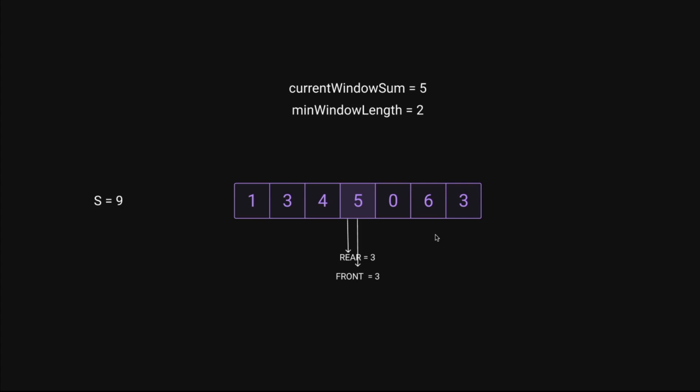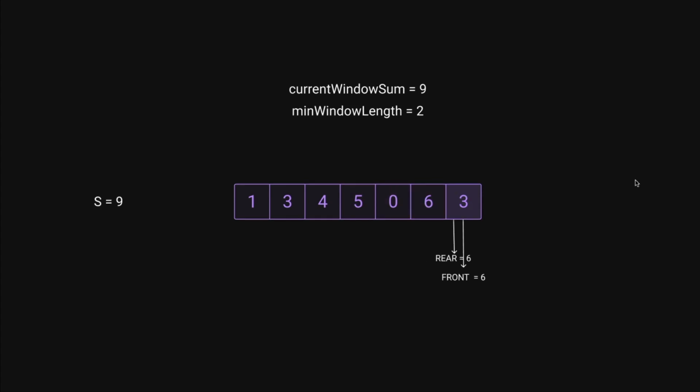We start expanding again until current window sum becomes equal to or greater than s, which is 9. If we find a window that satisfies the constraint and also has a window length lesser than the previous minimum, we update the value of min window length. We repeat this process until we can no longer move forward.